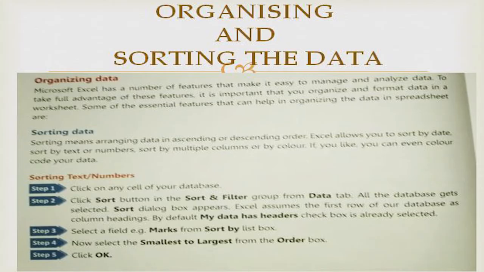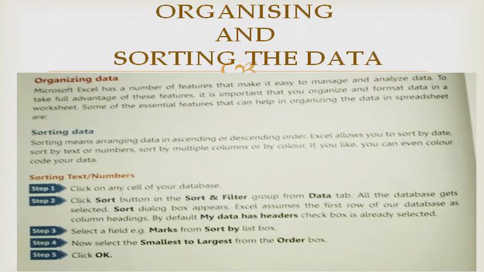Next one is organizing and sorting the data. Microsoft Excel has a number of features that make it easy to manage and analyze the data. To take full advantage of these features, it is important that you organize and format data in a worksheet. Some essential features that can help in organizing the data in a spreadsheet are, first one, sorting the data. Sorting means arranging the data in ascending or descending order. That means arranging the data in ascending order or descending order is called sorting.